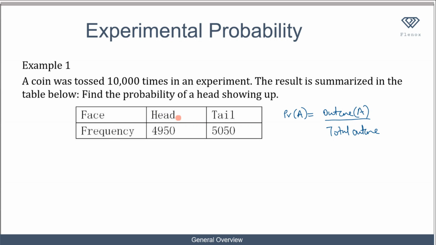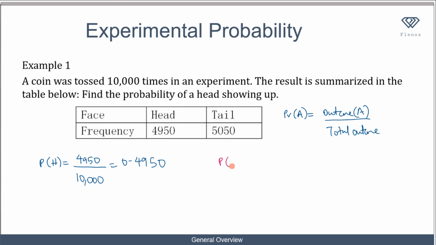So now we have two possible outcomes, head and tail, and they're asking us to find the probability of the head showing up. So the probability of the head showing up will be equal to the number of times that the head appeared, which was 4950, while the total outcome, since our experiment was carried out 10,000 times, is 10,000. That gives us 0.4950.